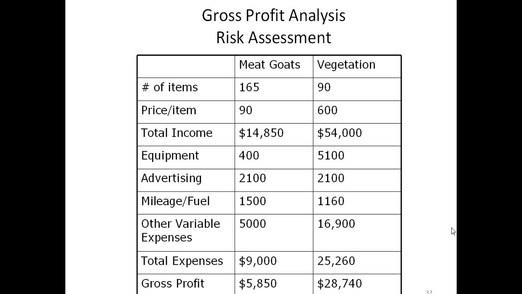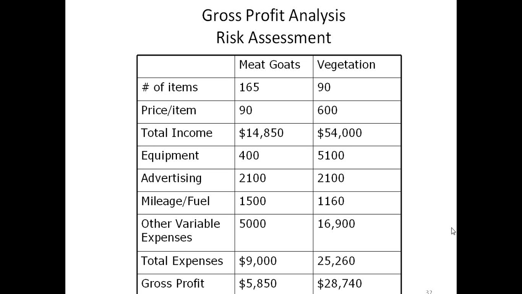But one of the things when you look at that is the comparison of the total expenses. Total expenses for the meat goat side of it is only $9,000. I only have to invest $9,000 to get that return of a gross profit of almost $5,800. Whereas on the vegetation side, you have to put in $25,000 to get that gross profit of $28,000. So there's a lot more money invested in the vegetation side of the business, that enterprise.